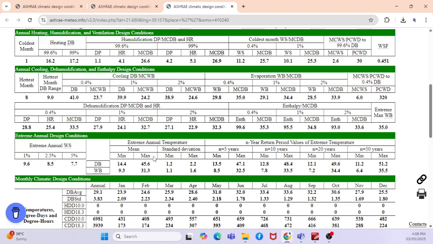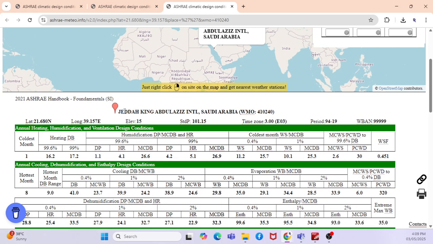Why are the maximum temperature and minimum temperature very much required? Say you have an air conditioning machine which will work for the whole year, from January to December. So whenever you design the air conditioning, you should consider the minimum temperature and maximum temperature as well. We will discuss more in coming classes. So this is the ASHRAE climatic condition.